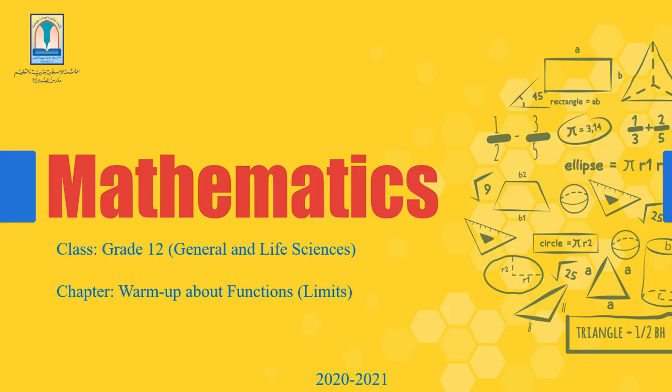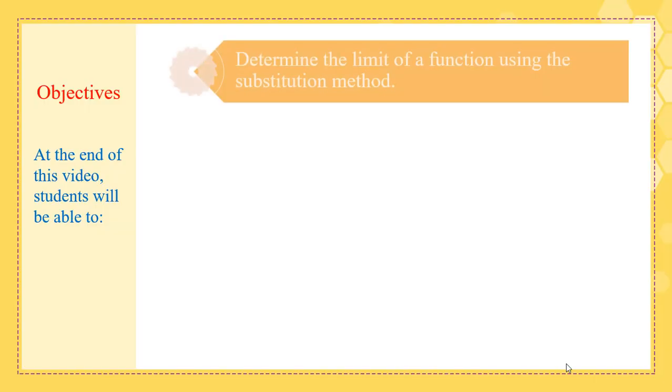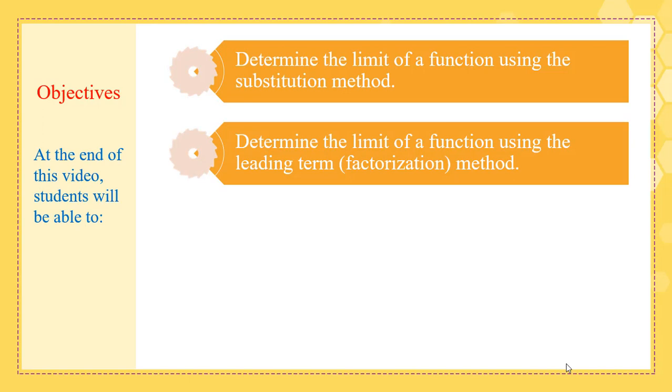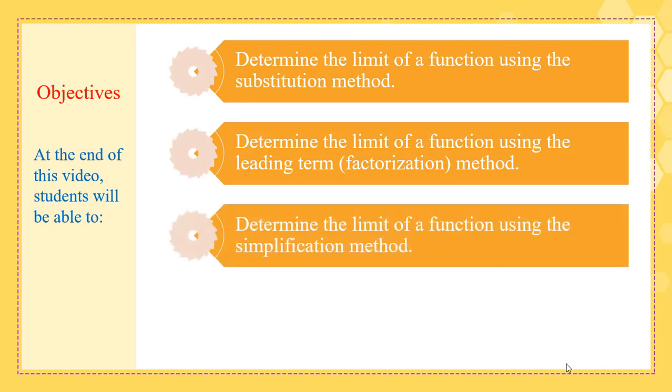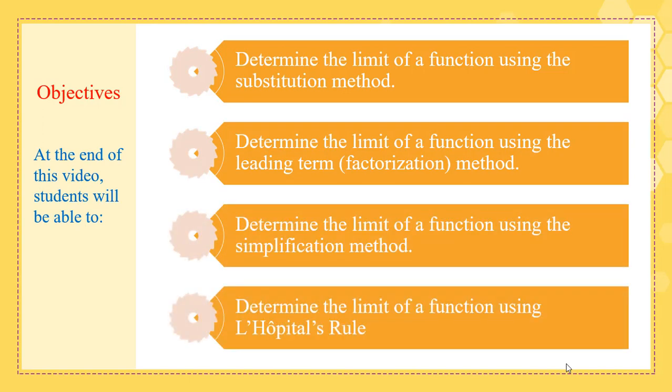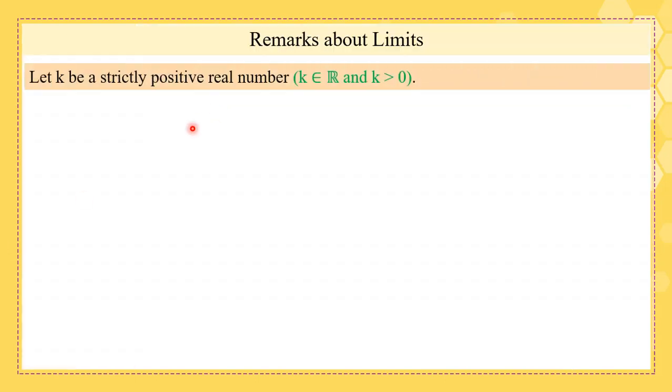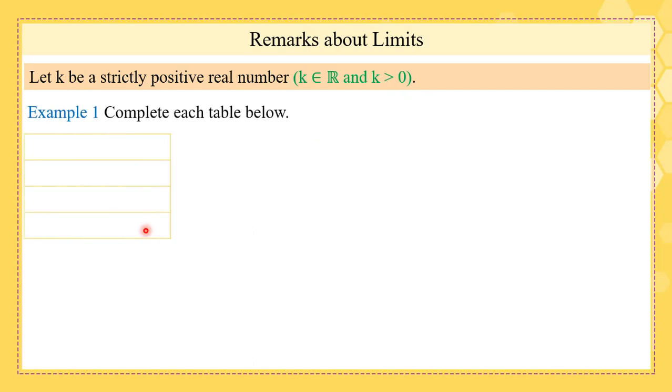Our chapter today is about limits. Let's begin with some remarks about limits. Let k be a strictly positive real number. So k is a real number and k is strictly greater than 0. Now let's complete each table below together.